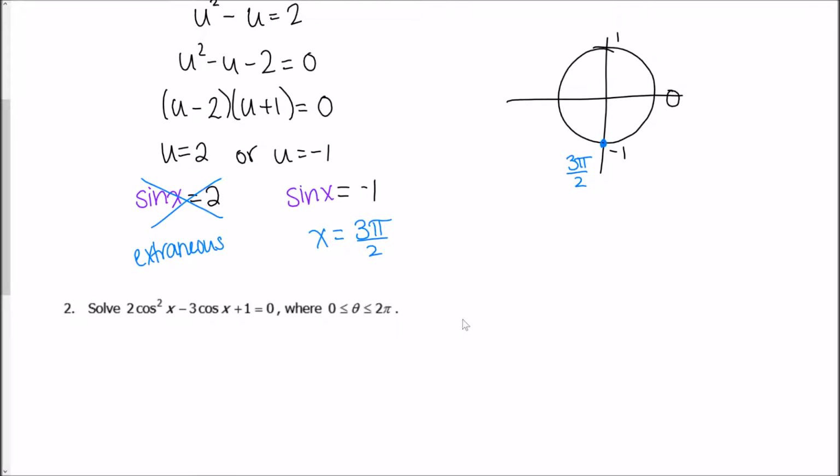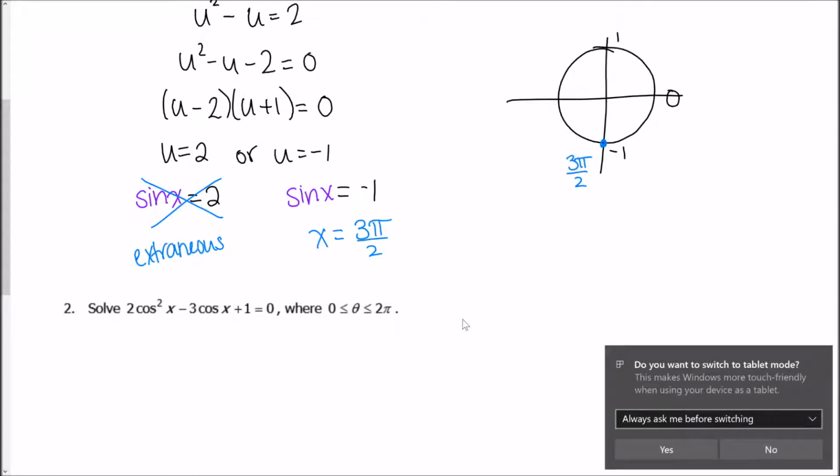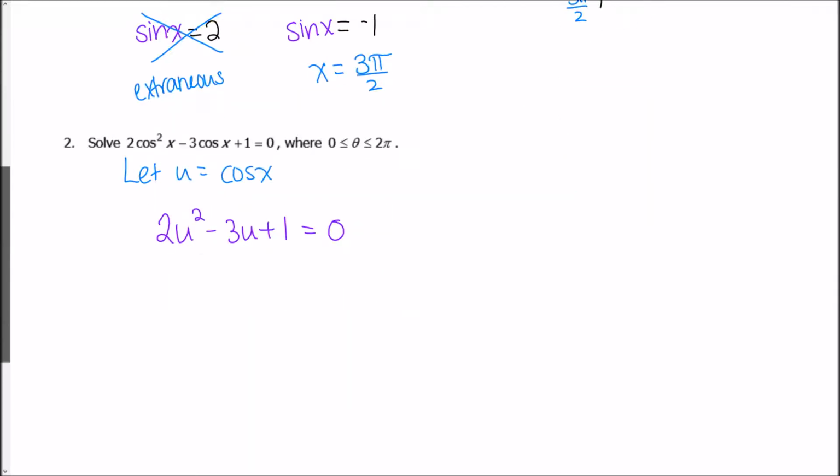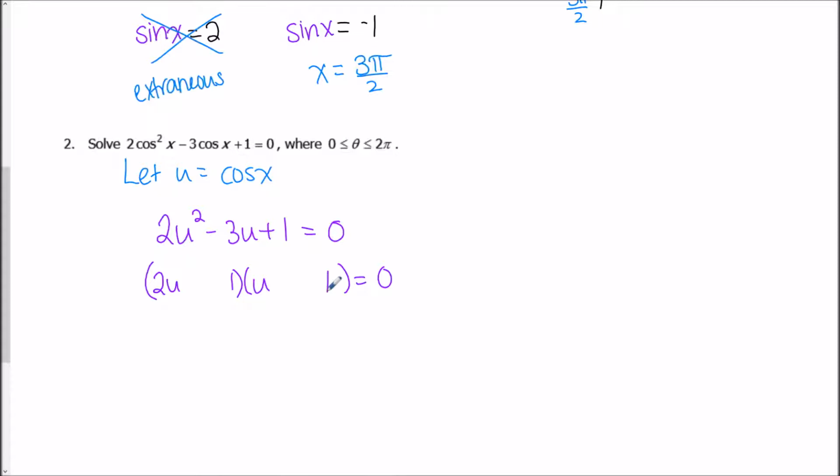Okay, so now let's take a look at question number 2. Number 2 says 2 cosine squared x minus 3 cosine x plus 1 equals 0. So this time I'm going to let u equal cosine x. When I do this, this turns out to be 2u squared minus 3u plus 1 equals 0. So when I factor this, I'm going to use 2u and 1u, and here I can only use 1 and 1, and this gives me 1u, and this gives me 2u, and that gives me the 3u that I want if they are both negative.